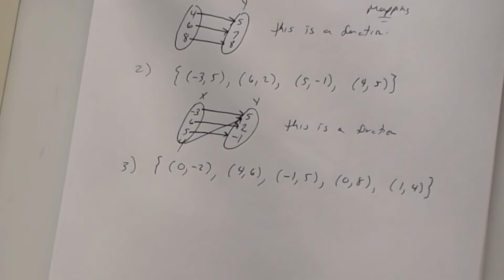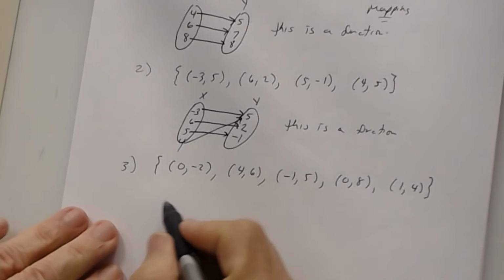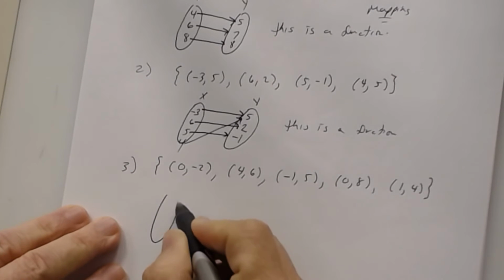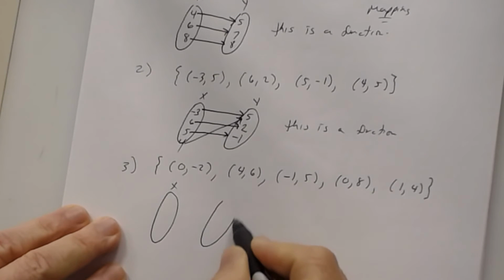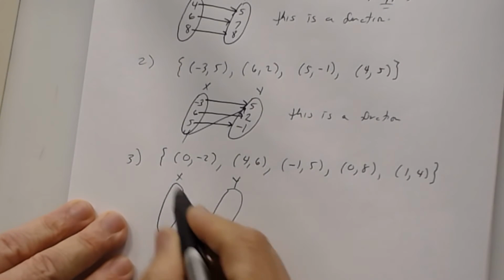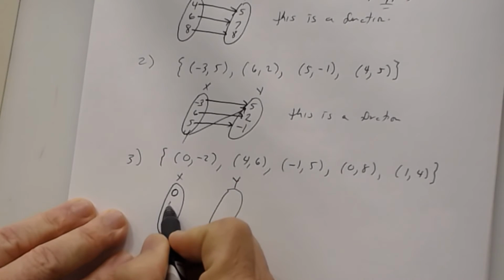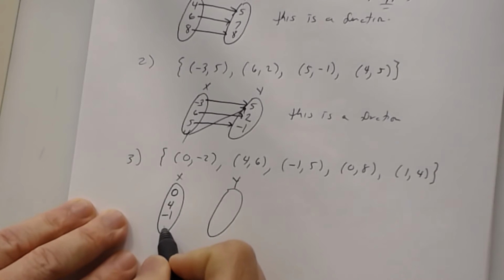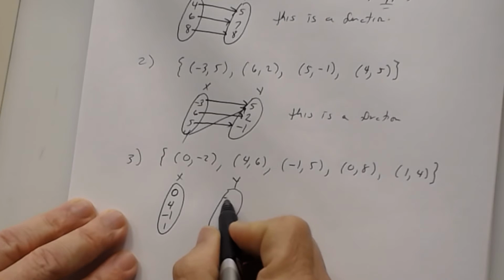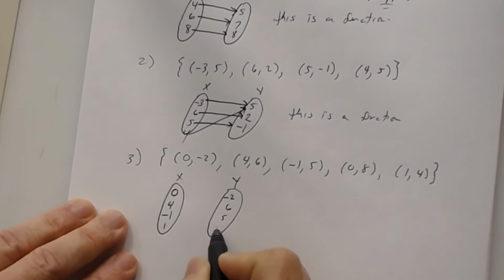Is this a function or not a function? No. Does anyone think it is? All right. If you're not sure, then do the mapping. x, y. What are your x coordinates? 0, 4, -1. I already have 0 and 1. What are your y coordinates? -2, 6, 5, 8, 4.